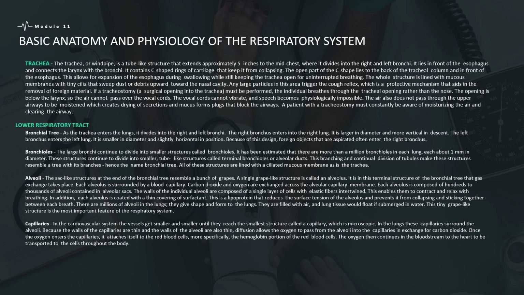The walls of the individual alveoli are comprised of a single layer of cells with elastic fibers that are intertwined. This enables them to contract and relax with breathing. In addition, each alveolus is coated with a thin covering of surfactant. This is a lipoprotein that reduces the surface tension of the alveolus and prevents it from collapsing and sticking together between each breath.